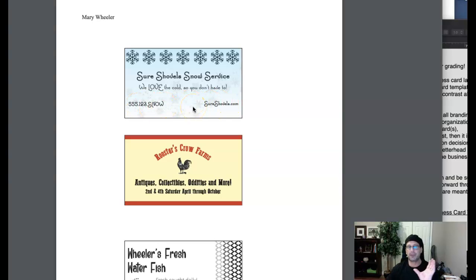Proximity states that if things have a very close association with each other, they should belong close together in a composition. So these are both contact information. So these should be grouped together. So what we can do is take the telephone number and move it right under here. What I would do is move this in a little bit. Okay, and let's maybe align it with the S in snow right there or so.